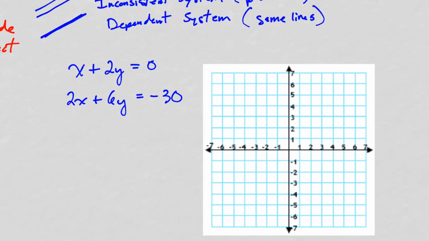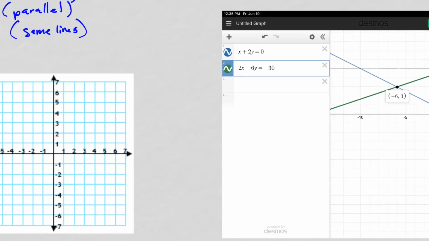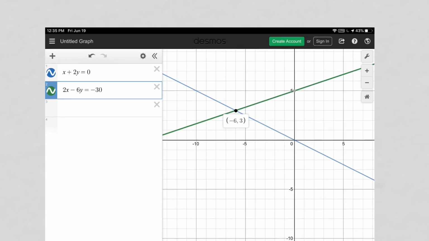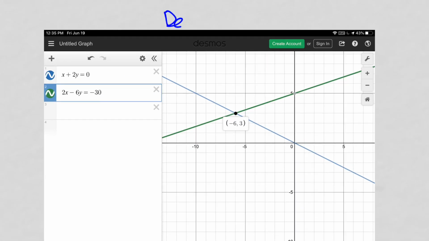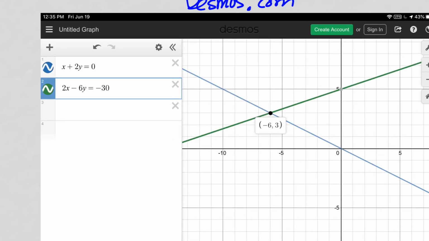Basically, you're just going to go to Desmos.com and type it in. Okay. So those are our two equations right here. And as you can see, the solution is the intersection, the ordered pair negative 6, 3.